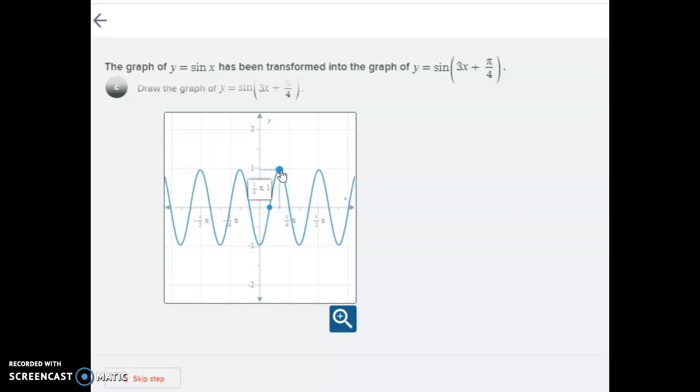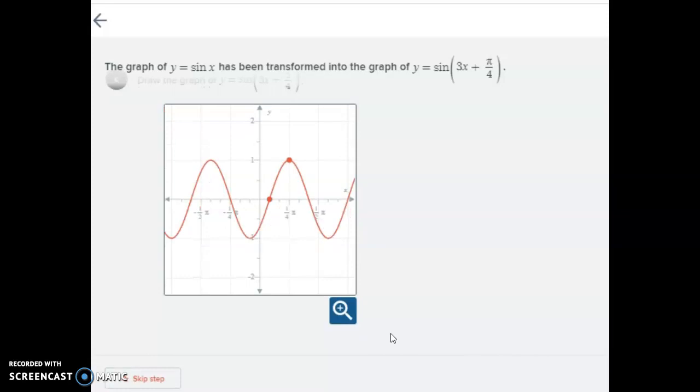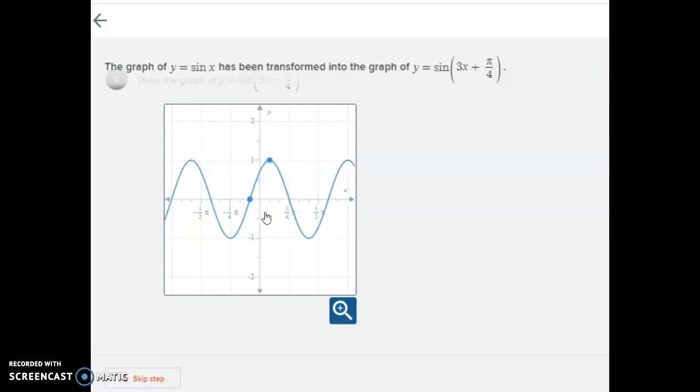There's a pi over 12. And there's a pi over 12. Each of these divisions on the x-axis is pi over 12. And now when I press submit, oops, I made a mistake. Oh, I know what I did. This is a left phase shift, not a right phase shift. So I went to the right. Okay, let's go back. I need to come back one of these units. There. Negative pi over 12.